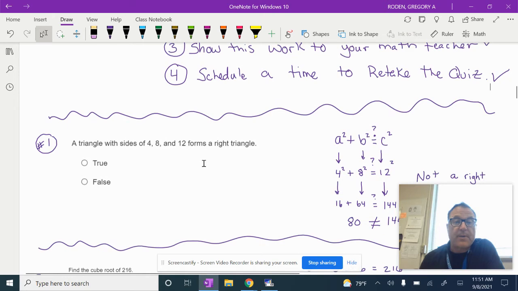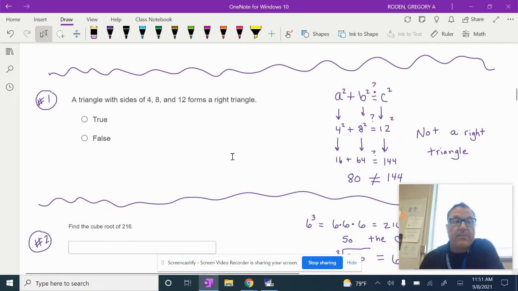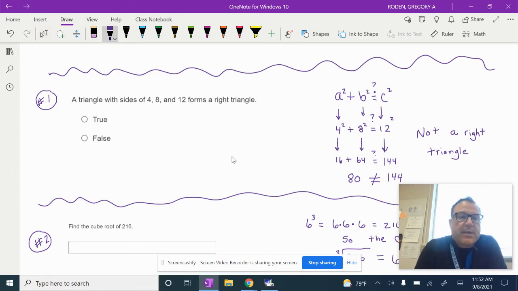Okay, so here's the first problem that I did right here. It's my number one. I don't know what number it's for you, so you go ahead and find this problem. The question says a triangle with 4, 8, and 12 forms a right triangle. Is this true or false? Well, we know that the Pythagorean theorem says a squared plus b squared equals c squared for all right triangles. So if it's true, then a squared plus b squared on the left side will be the same as c squared on your right side.